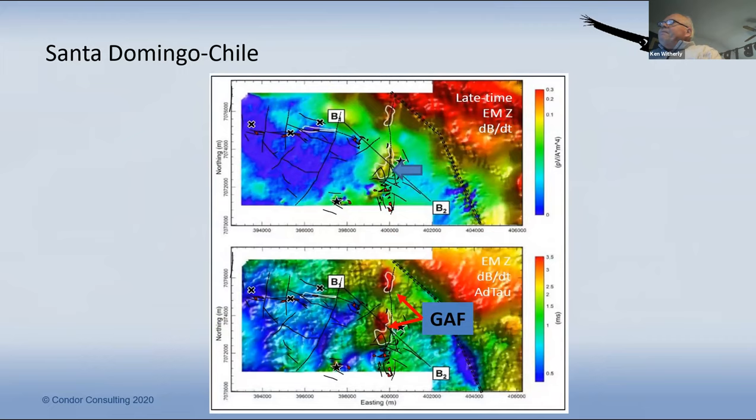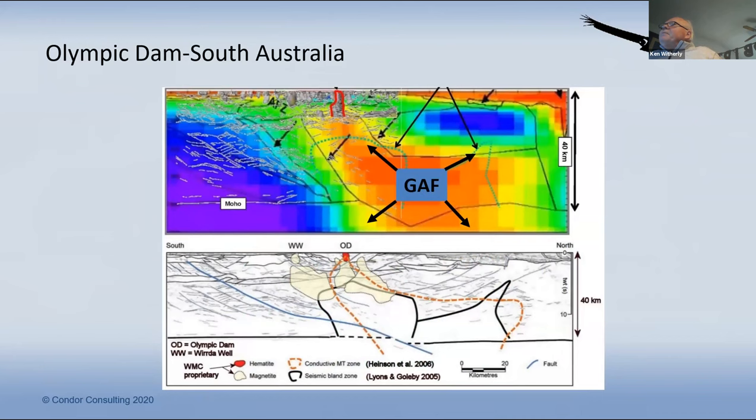And the granddaddy of them all, the Olympic Dam. You have to pay attention to the scale in this. There's 40 kilometers. Work has been going on here since the 1970s. The Olympic Dam deposit itself is this little red finger sitting up in here. But this area here is this conductive zone. Sometimes the Aussies are now calling these, particularly the one recently at Ernest Henry, the fingers of God.